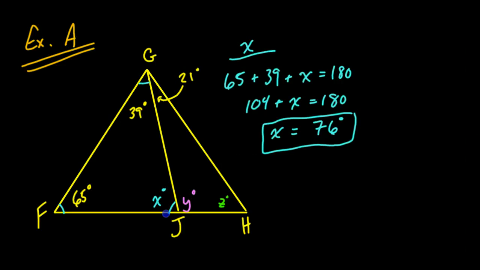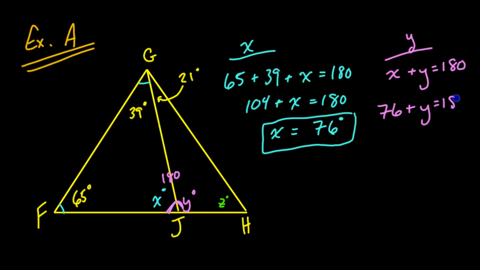Alright, I can use x to find y, because x and y are a linear pair. They're supplementary angles, they add up to 180. So I know that x plus y equals 180. And we know x was 76, so that plus y is 180, which means y equals 104 degrees.